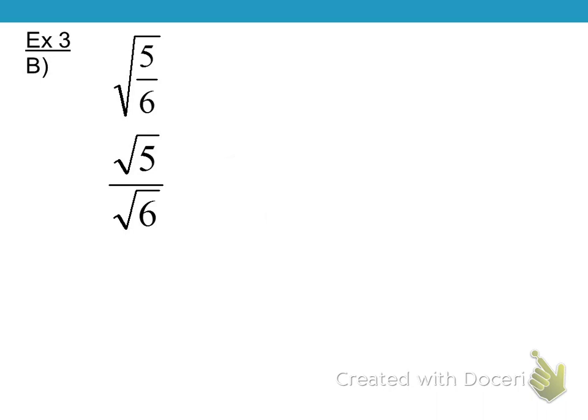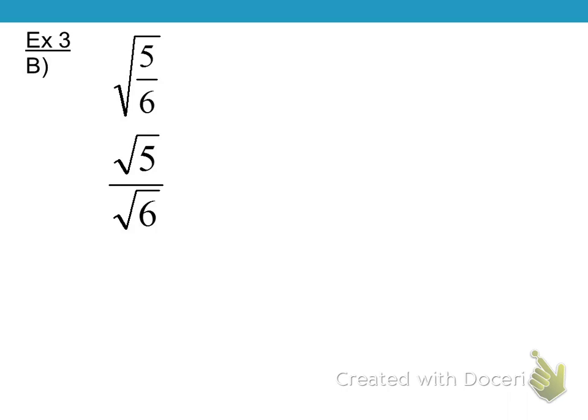Here is a giant rule. Are you ready? You do not leave radicals in your denominator. Ever. Never. Ask me about it. Okay, so we're going to use that magical trick that I was just talking about.